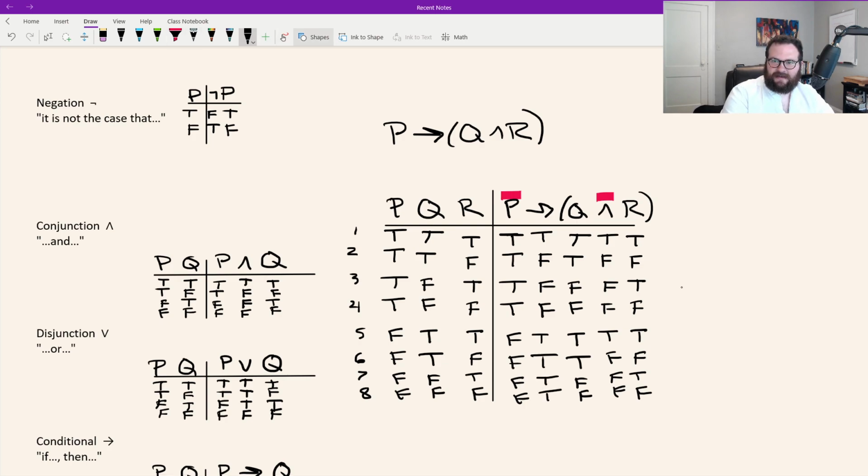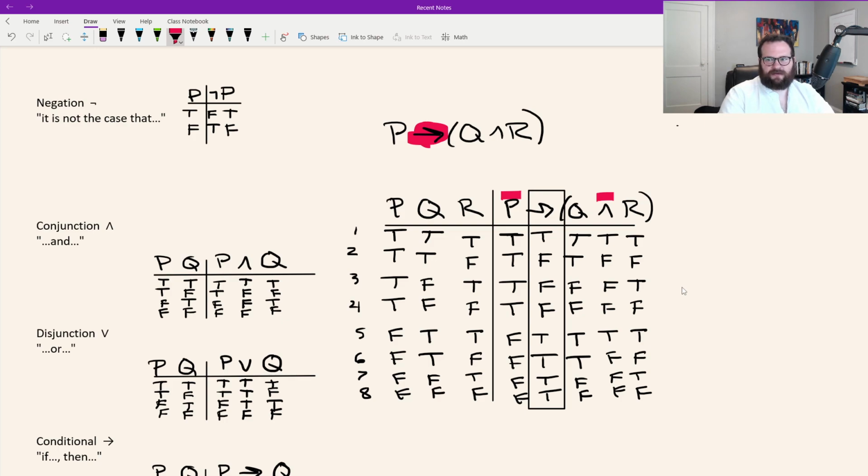And this column here is the column you're looking for, right? This is the solution. The main connective here for this sentence is this conditional. So we know that the truth value of this conditional is true, false, false, false, true, true, true, true. Okay? All right. So that's the basics of truth tables for individual propositions.